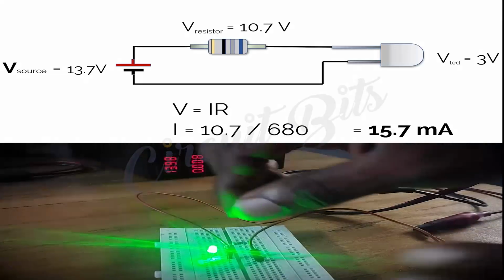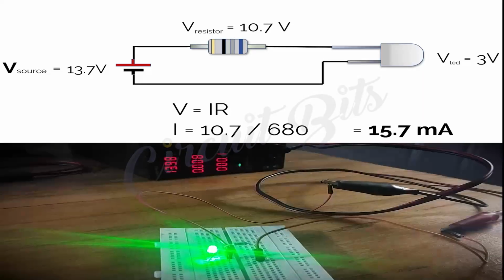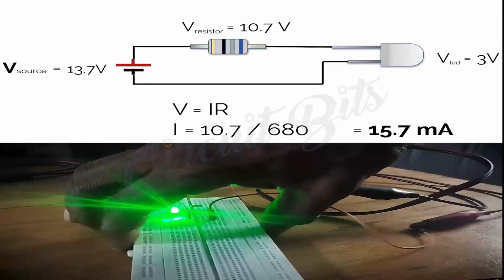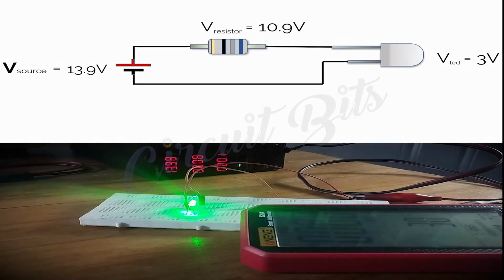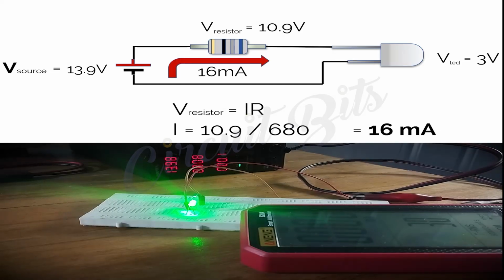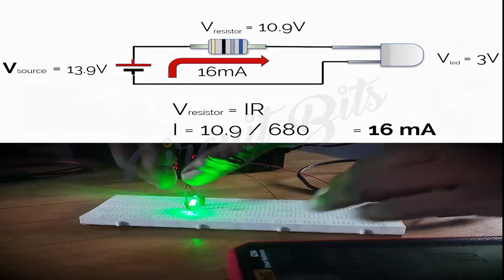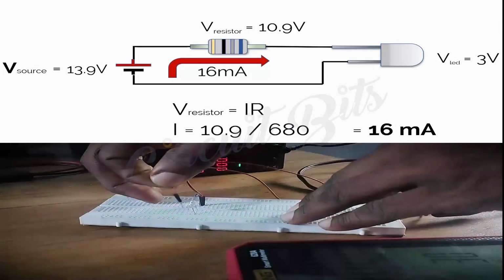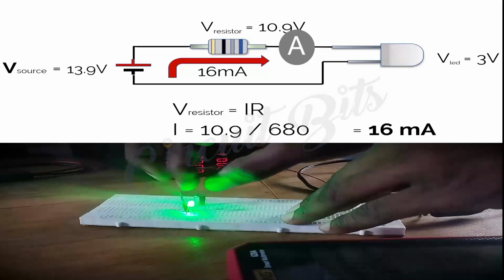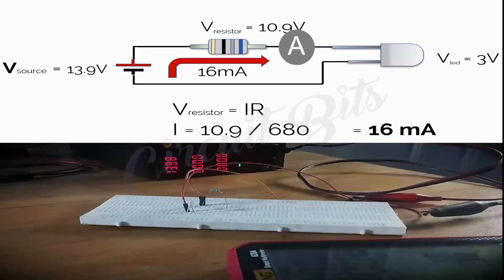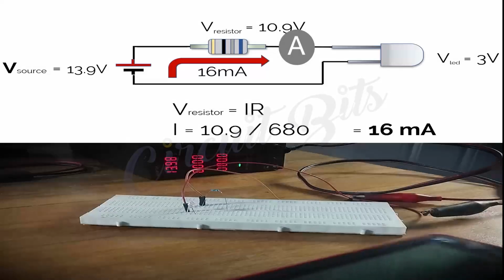Now let's confirm the amount of current we have flowing through this. I bring in my multimeter. We now update our voltage value because now we have 13.9 volts on our voltage supply. So we update that and we get our current going through the resistor and through the LED at approximately 16 milliamps. Let's find out if that's exactly what we have. We have to connect our ammeter in series to get the exact value that would be going through this LED.